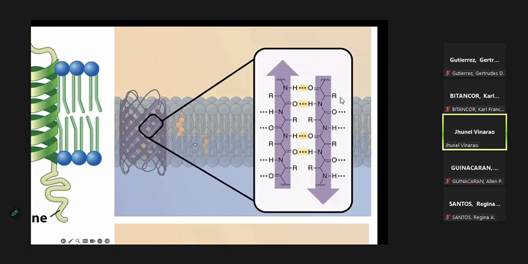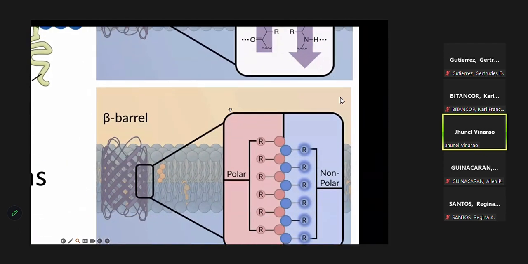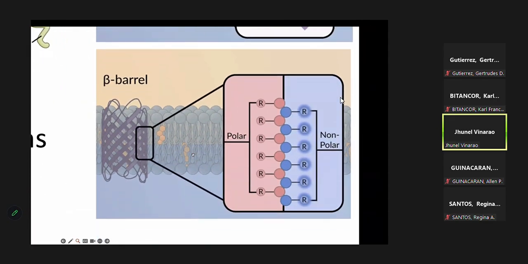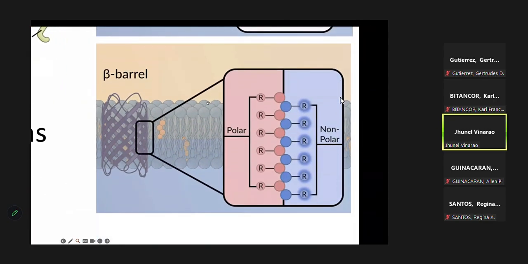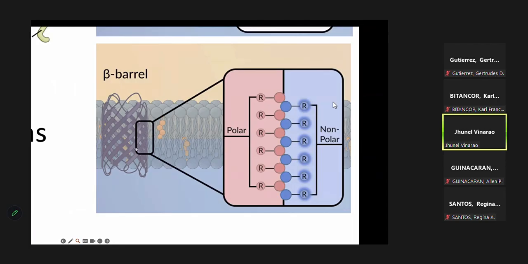So one example of this barrel structure, like I mentioned earlier, is the aquaporins. With aquaporins, the movement of water is very easy for the water to enter from outside into the inside of the cell.